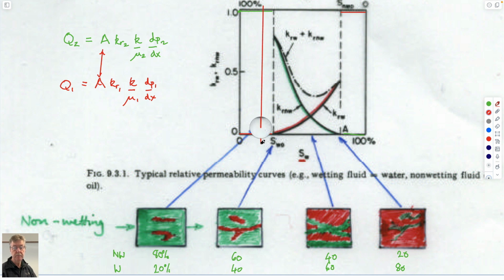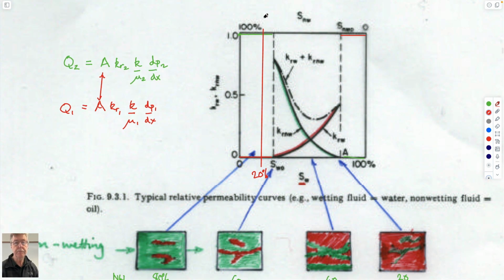I guess it would be here. So this would be 20% water. This would be 80% non-wetting, right? It goes the other way. 0% non-wetting, 100% non-wetting, 0% water, 100% water.